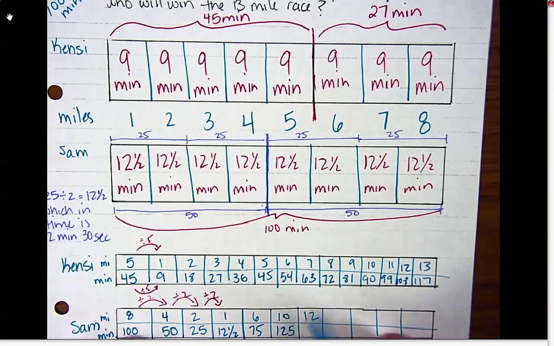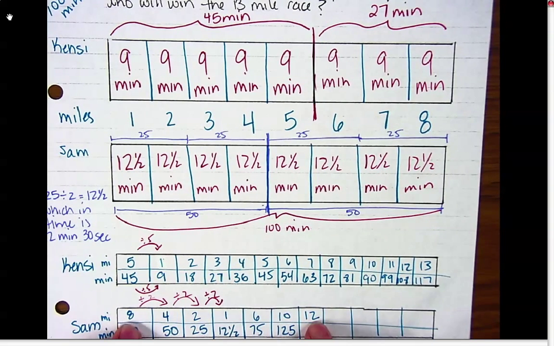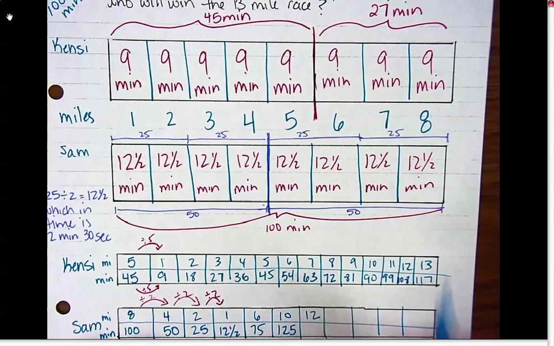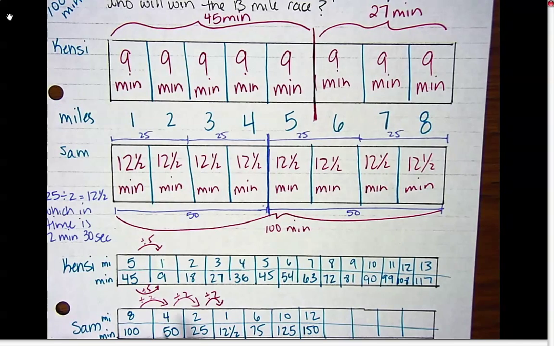For the 12, 8 plus 4 is 12. So 100 plus 50 is 150. So here's what's really nice. I got these other points just by adding the stuff I've already calculated. That's great. So I still need to figure out what it is going to be for 13 miles, the end of the race, just so I can compare that.